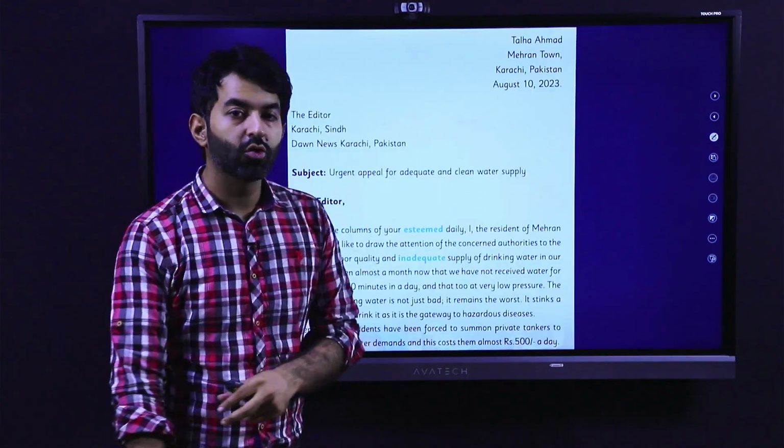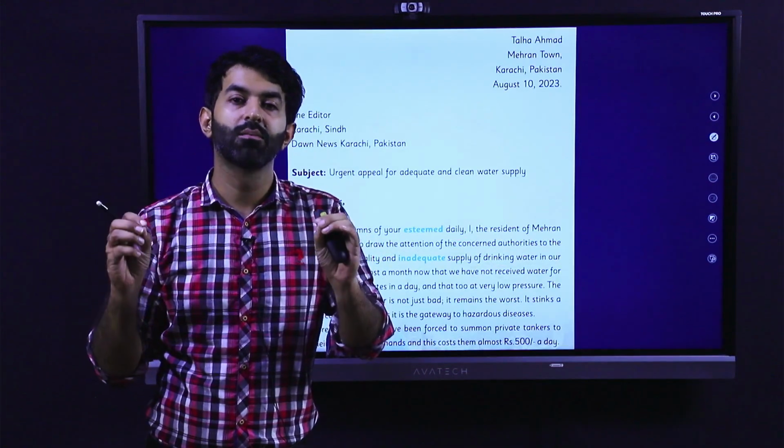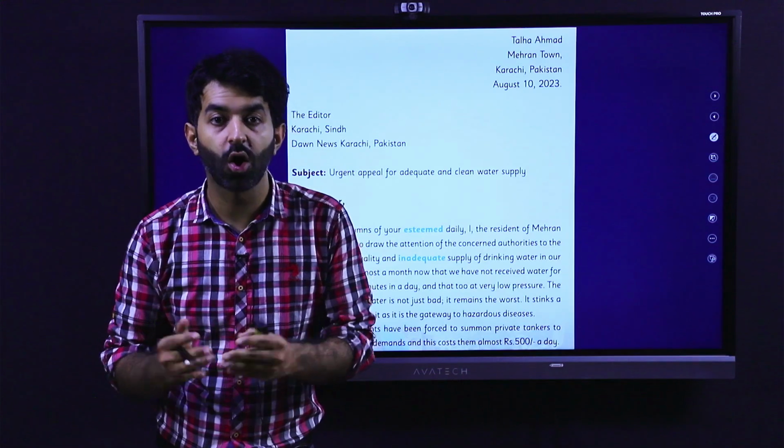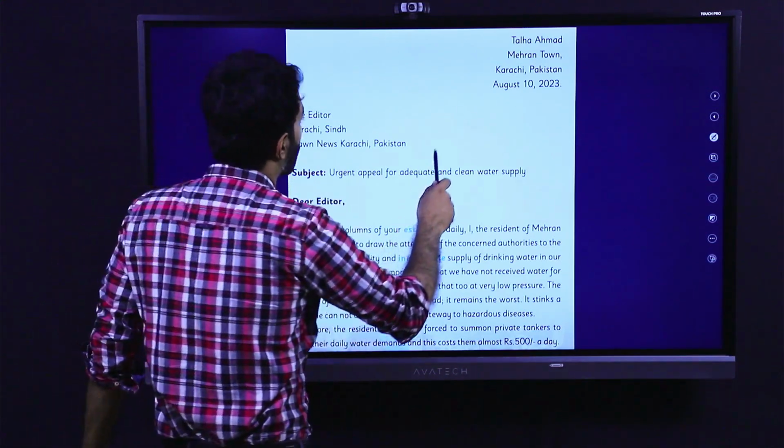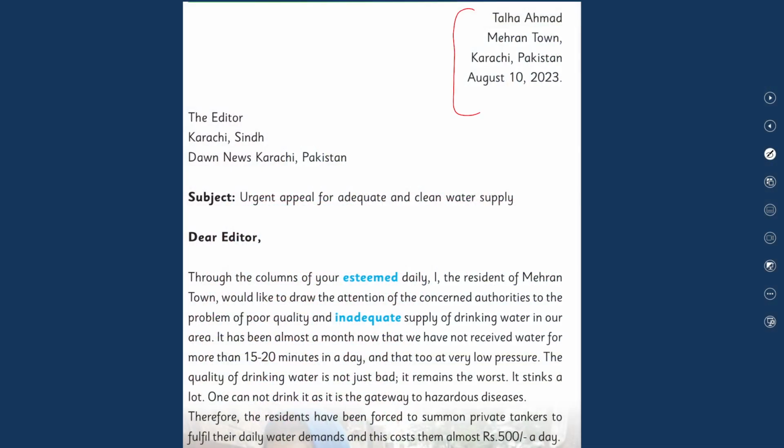Now, let's talk about another kind of format. This is a semi-block format where, as you can see on the screen right now, one piece of information is written over here at the right side of the paper, and the rest of that is written on the left side. So this is what we mean by it's not full block, it's semi-block format. It's not completely a full block letter format. So this is the sender's address, and here you have your recipient's address.